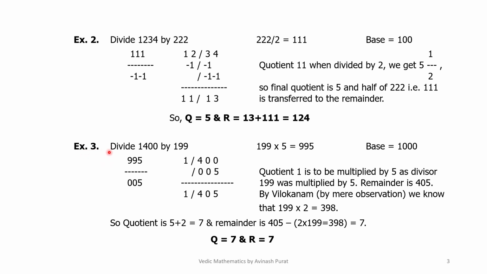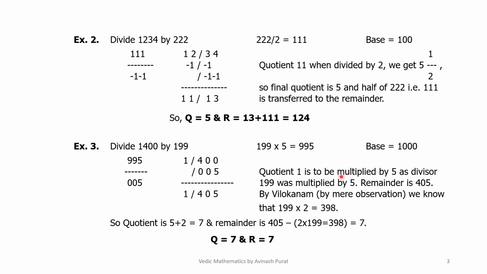Third example, divide 1400 by 199. Now 199 multiplied by 5 is 995, which is near the base of 1000. So 995, difference between base and divisor is 005. 1 stroke 400. 3 digits are taken to the right of the stroke. Now 1 brought down, 1 multiplied by 005, 005. So 400 plus 5 is 405.